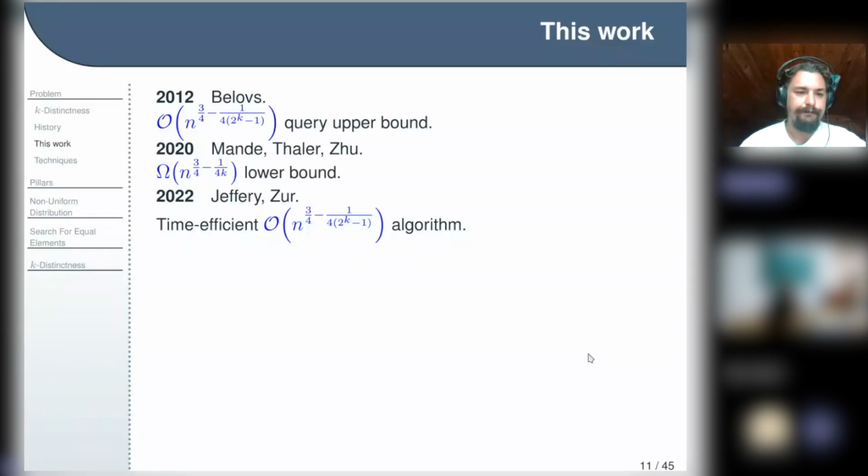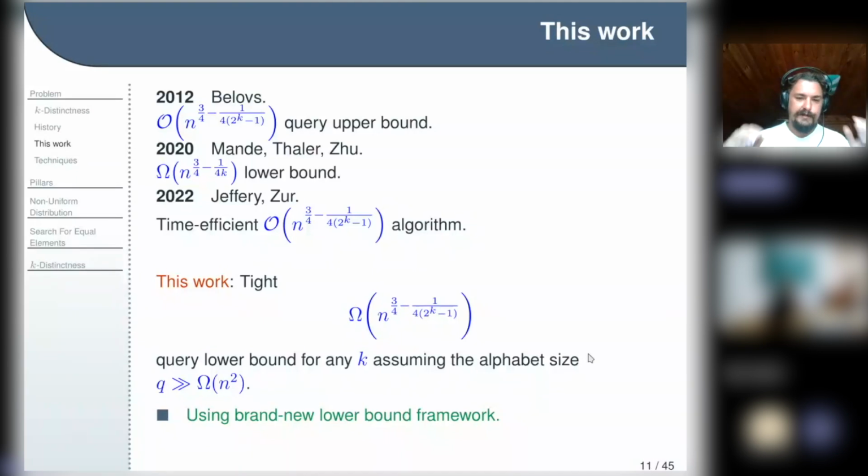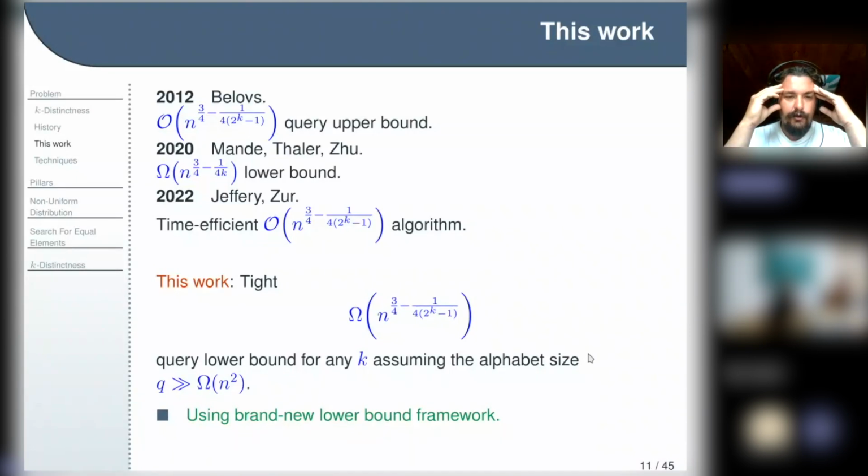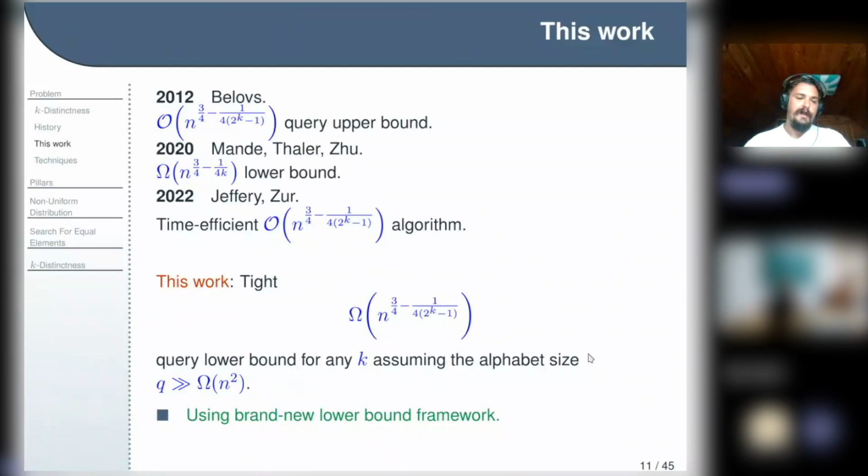Okay, and so in this work, which is a paper, there is a tight lower bound which matches the upper bound for any constant k, with a small caveat that the size of your input alphabet, which is denoted by q, should be quadratic in n, quadratic in the number of elements. Okay, and so this again is achieved using a new lower bound framework.